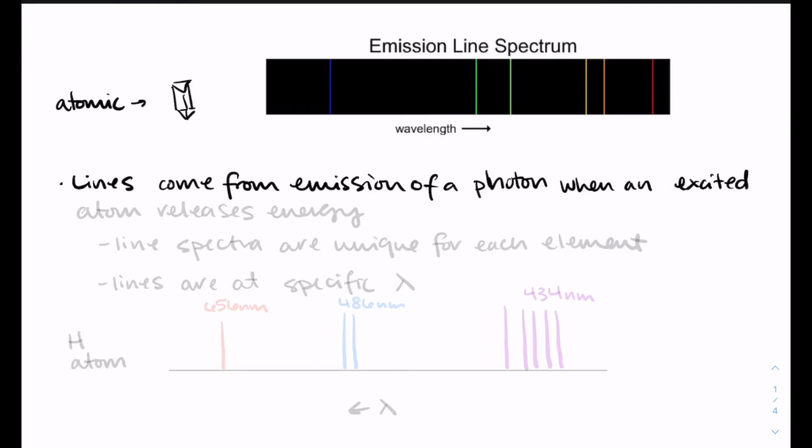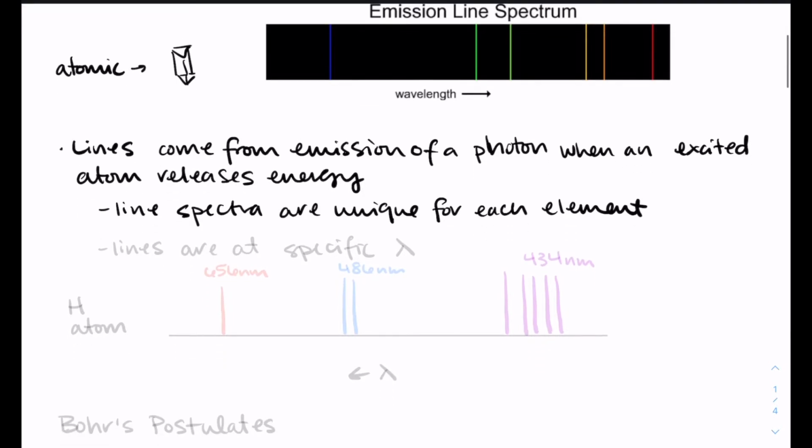These lines come from the emission of a photon, which is what you get when you have an excited atom that releases energy. The line spectra are unique for each element. So we can take two line spectra, and if they're different, know that they're different elements, and in a lot of cases, take the pattern in the spectrum and where the lines show up and use it to identify an element. So the lines always show up at specific wavelengths.